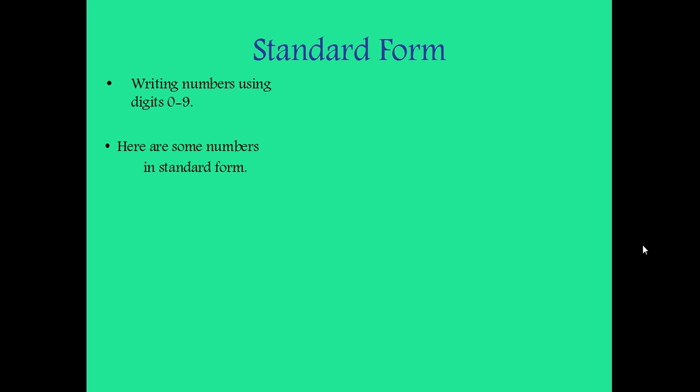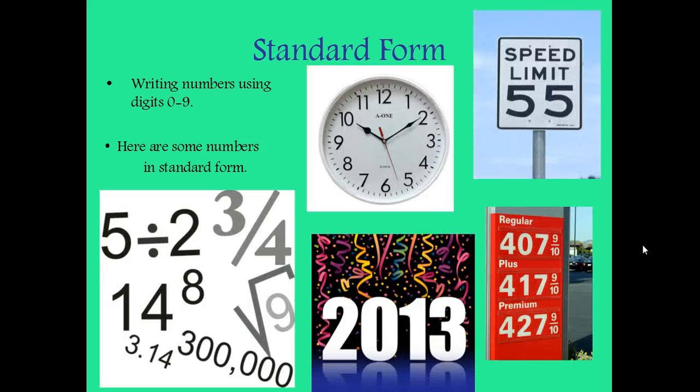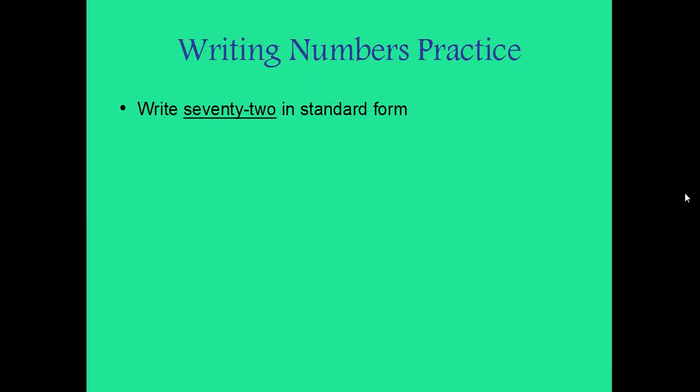Alright. Writing numbers with the standard form is using the digits 0 through 9. And here are some numbers in standard form. I grabbed a couple of pictures. You see these every day when you're passing a gas station, speed limit, you see it on the clock, you see them on the calendars. So these are the numbers that you see and are probably most commonly familiar with.